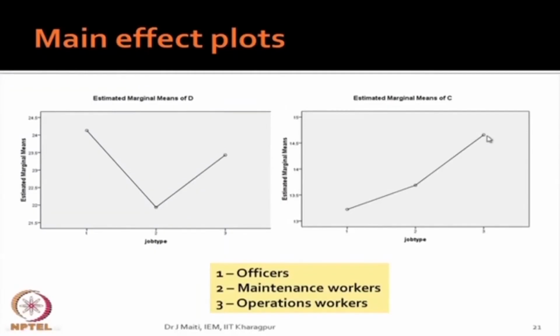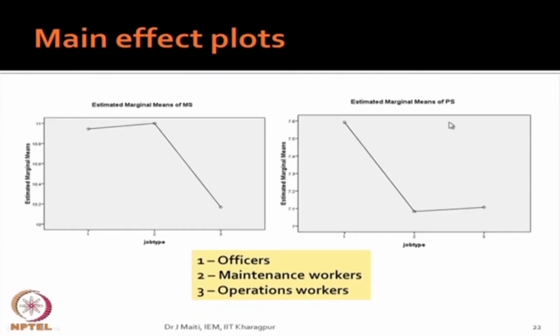So, from the control point of view, this operations group is saying the job stress is more. Then you go to the third one, the management support point of view: operations workers are saying they are better placed. That means for this particular company they are getting better support, whereas maintenance workers and officers are still at a higher level compared to operations workers. This higher level is not absolute, it is a comparative higher level.